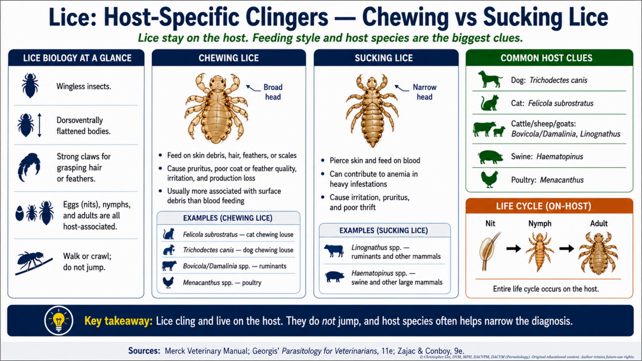Sucking lice pierce the skin and feed on blood. Heavy sucking louse infections can cause anemia, especially in young, debilitated, or heavily infested animals. This is where host specificity becomes your friend. Lice often behave like tiny little bouncers checking species ID at the door. Dog lice tend to be dog lice. Cat lice tend to be cat lice. Poultry lice tend to be poultry lice. Nature loves exceptions, but host species is usually one of your strongest clues with lice.